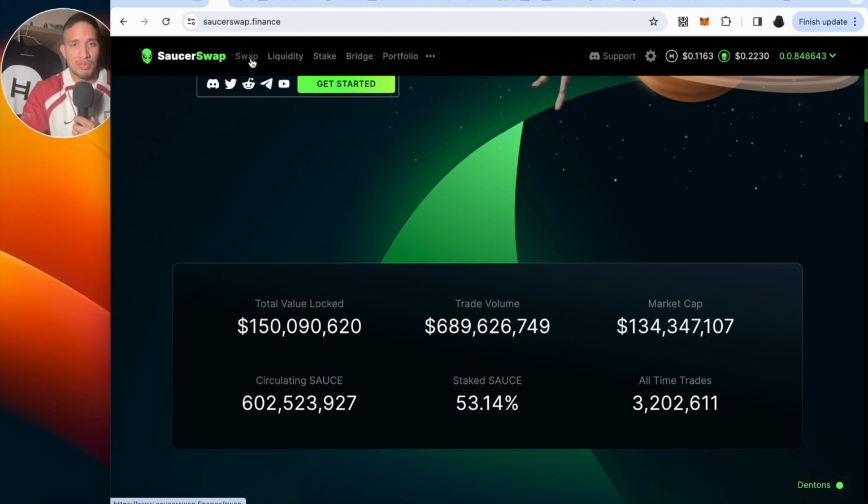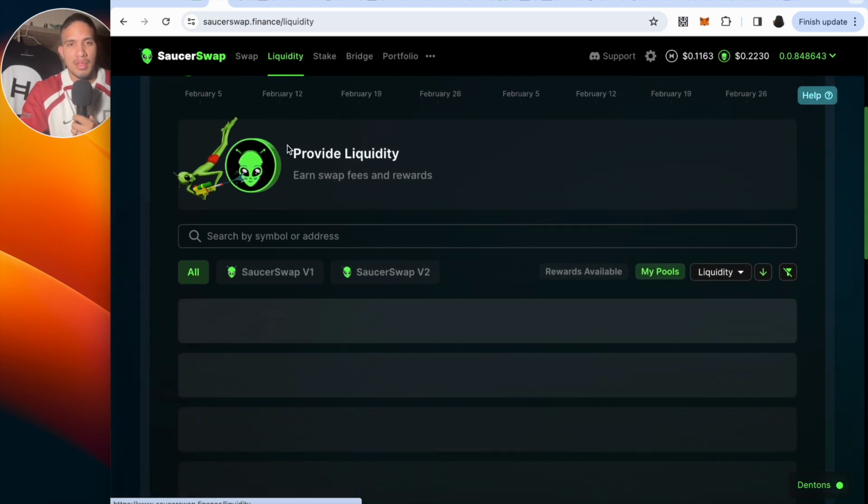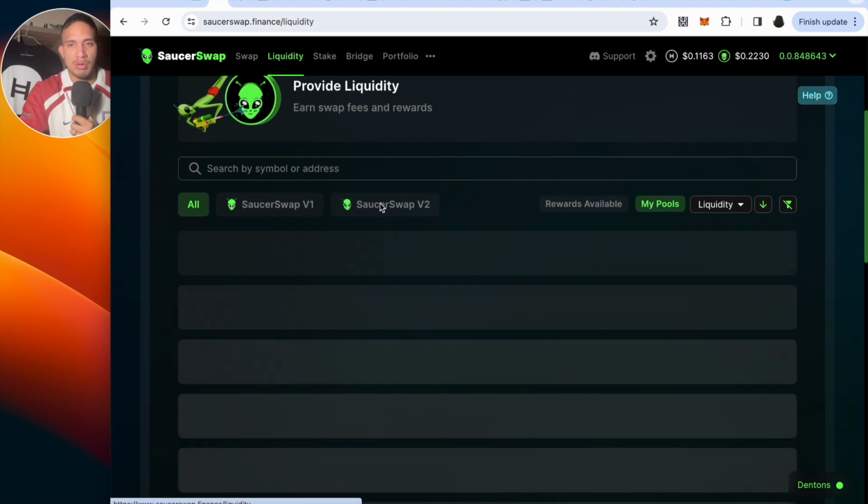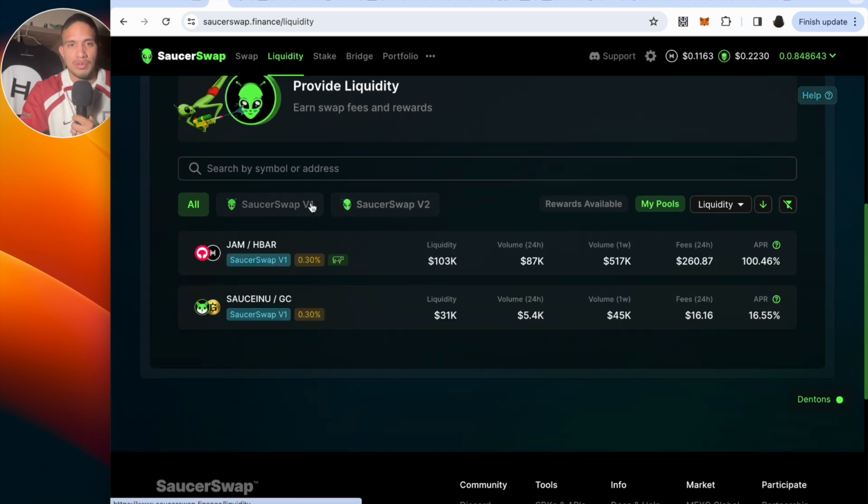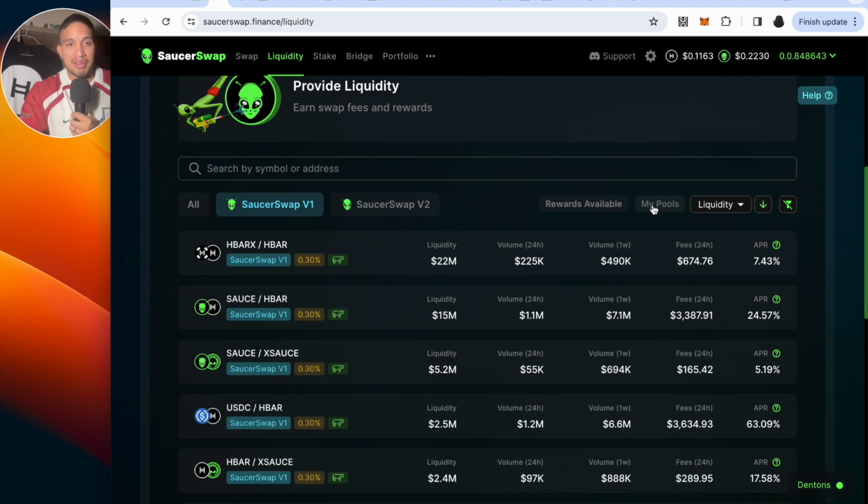So if you ever want to find information about a farm, you need to go to liquidity, and then you go to V1 or V2 for it. So let's say I want to find out a V1 liquidity. See, these are my pools where I have my tokens in. So let's go to big farms.